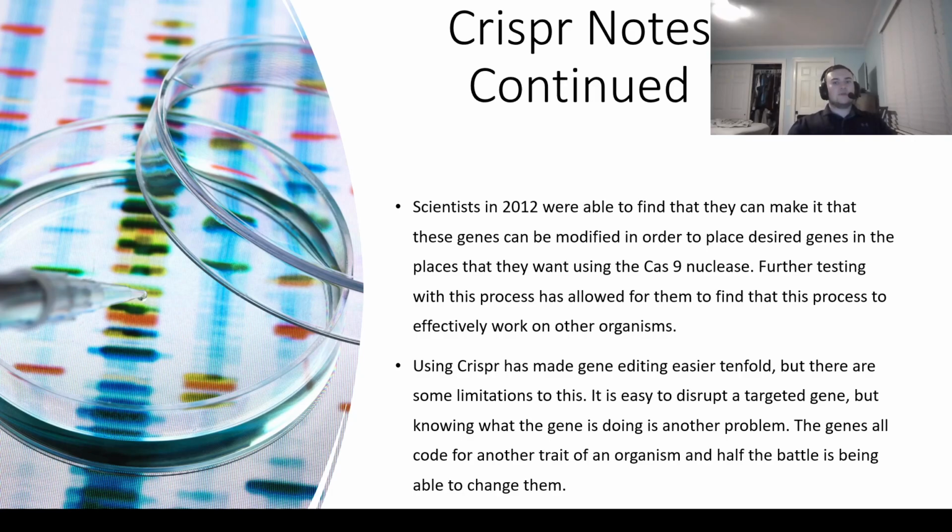So this was found out in 2012, that genes can be modified in order to place desired genes in places they want using the Cas9 nuclease. Further testing of this process has allowed them to find that this process effectively works on other organisms. We've tested on crops, we've tested it on lab animals, we've not tested it on people, because there are some ethical conditions with that, but however, we might be getting to that point soon.